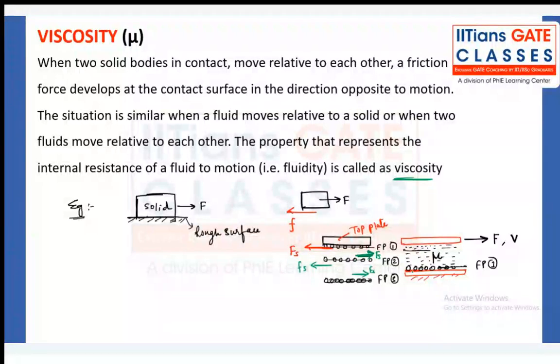Are all of you understanding my point? How do we calculate the shear force, or viscous force, or the resistive force offered by the fluid particles? That is given by Newton's law of viscosity, which is what we are going to discuss.